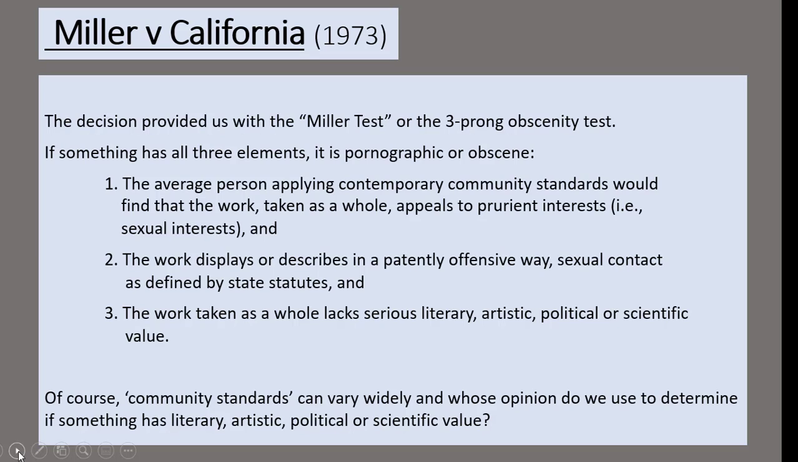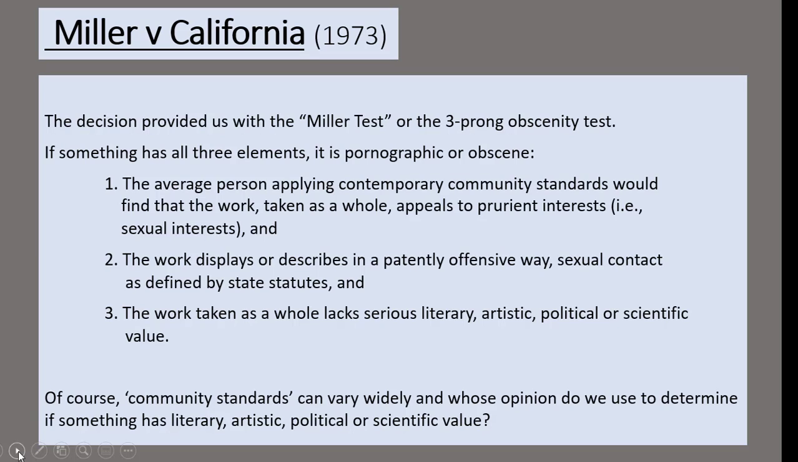So if something, whether it be a photograph, a painting, something in a magazine, something on a website, meets these three elements, then it is determined to be obscene. Of course, it's really hard to use this test sometimes, right? So it talks about the average person applying contemporary community standards. Well, whose standards? Your community? My community? Remember when we talked about social norms, we talked about what may be acceptable in one community is completely unacceptable in another community. So it's not the best test, but it is the test that the Supreme Court gave us.